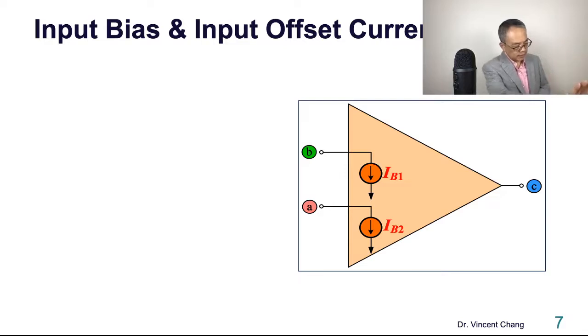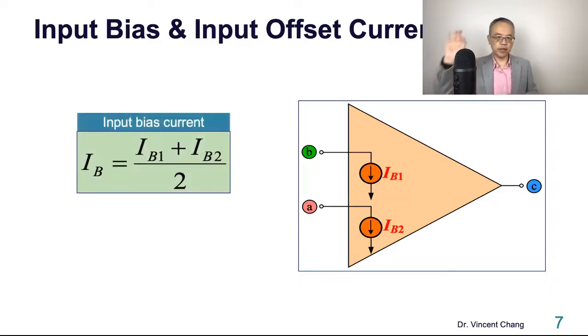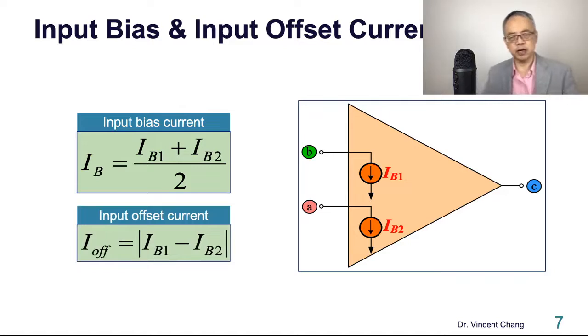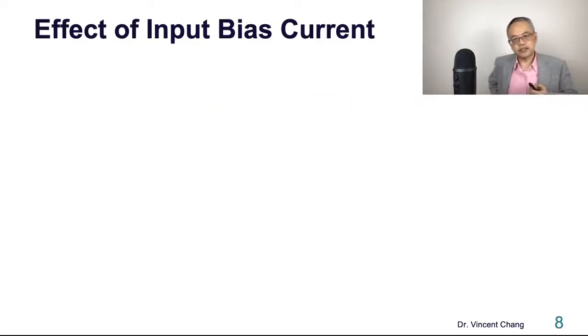And then in the data sheet of a real op-amp, you will see two specs. The first one is called input bias current, which is defined as the average value of these two currents. The second is the difference of these two currents, IB1 minus IB2, which is called input offset current. That's the definition for the input bias current and the input offset current.